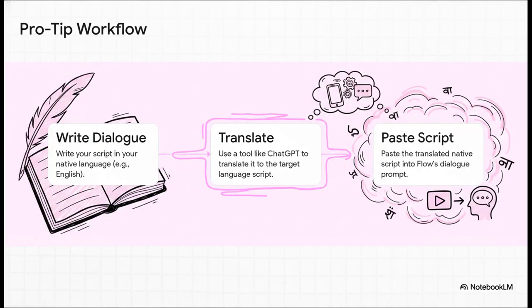So, how do you actually do that? Well, there's a super simple workflow. First, just write your script in plain English. Then, pop over to a tool like ChatGPT and ask it to translate that into the native Hindi or Urdu script. Finally, just copy that translated script and paste it directly into Flow's dialog box. It's one tiny extra step that makes a huge difference in the final video.